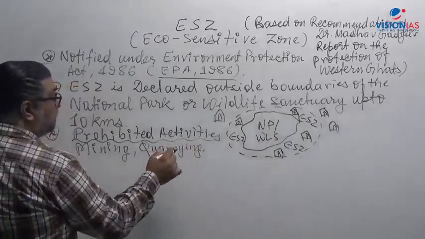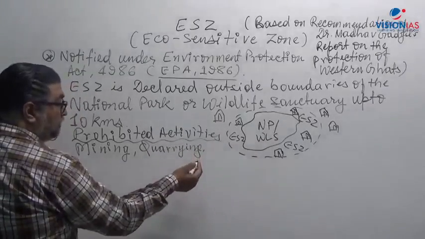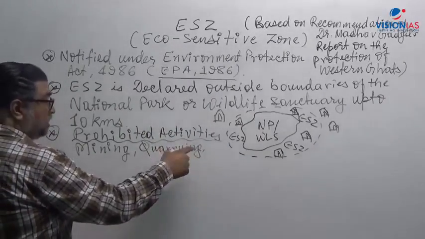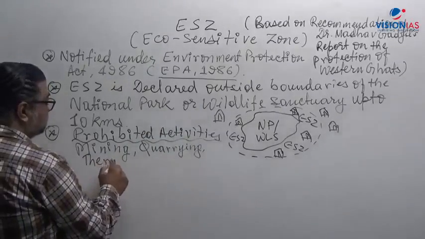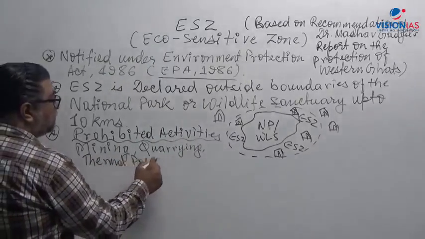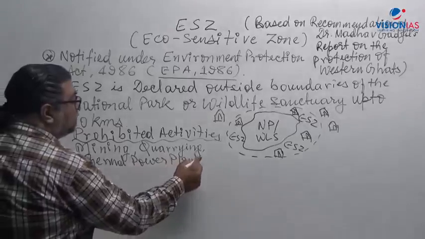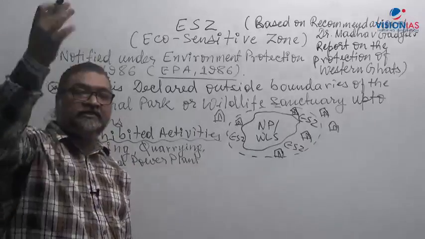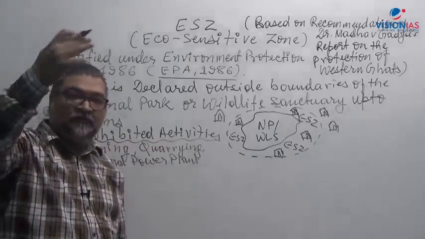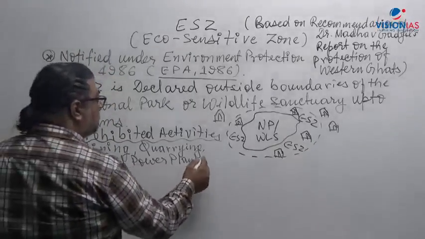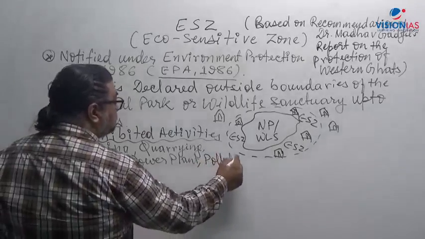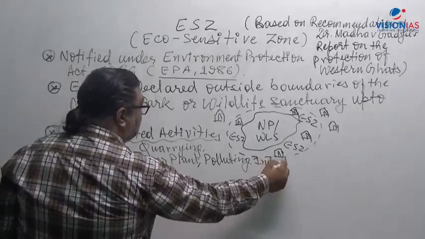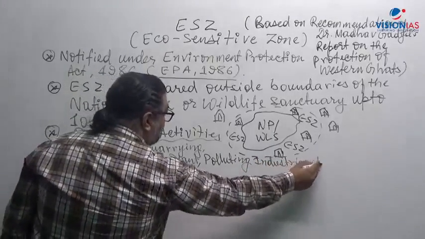Then again here, felling of trees will not be allowed, that means you require permission. Another very, very important one which I am writing here, thermal power plant, which will pollute the environment. Because thermal power plants burn coal, a fossil fuel. Burning of coal generates carbon dioxide, nitrogen oxide, sulfur oxide. It pollutes the environment. So thermal power plants, polluting industries, all this will be banned. They will not be allowed.